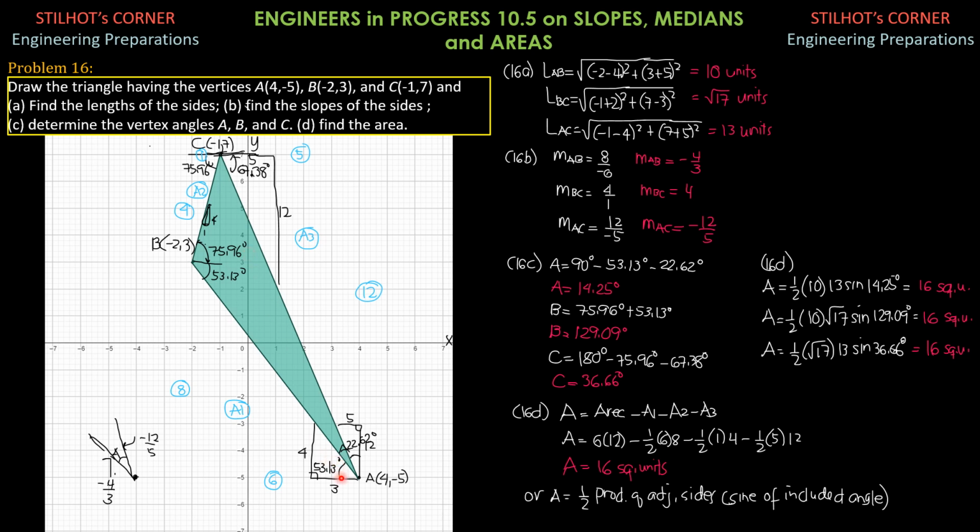And the measure of this angle here from the horizontal to this side is the same as the angle from the horizontal to this side, so 53.13 degrees also. So angle B is obtuse. It is 75.96 degrees plus 53.13 degrees, so it is 129.09 degrees.